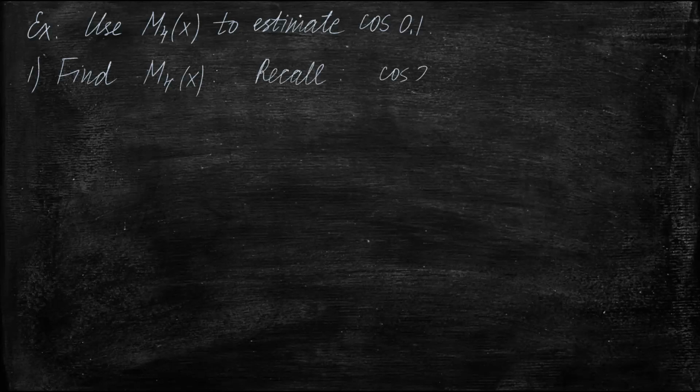cosine of x is equal to, let me recall that myself first. So the Maclaurin polynomial for cosine of x is this. It's an alternating series.